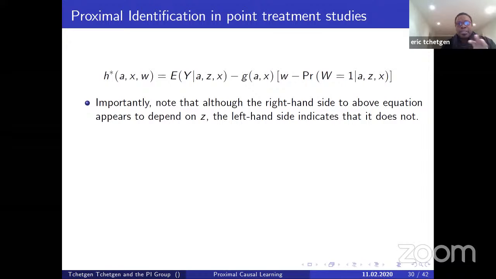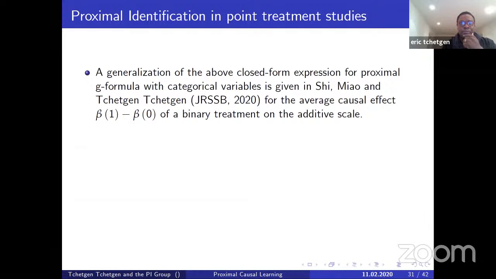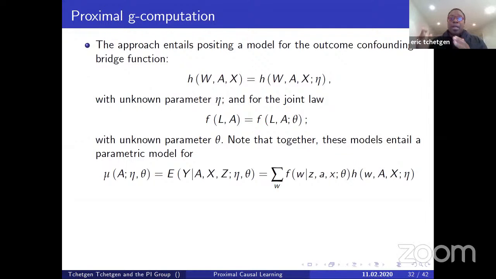Let me skip this. This is just an example where we get a closed form solution in the binary case, but I'm running really behind. So I'm going to skip all of this and then talk about the inference. Now we have parametric, semi-parametric, and non-parametric methods for inference. For this forum, I'm going to focus on the parametric approach, and then I can refer people to the relevant papers if they're interested in the other, more mathematical or involved approaches. So the parametric approach entails positing a model for the outcome confounding bridge.